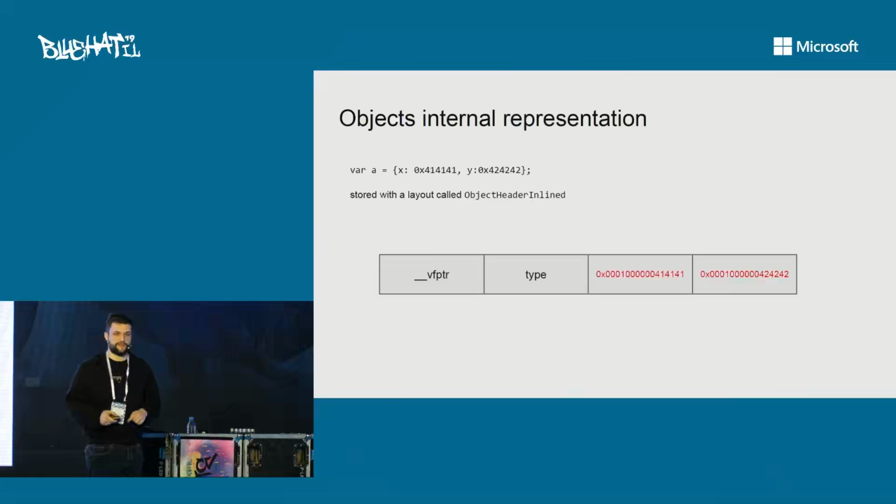We also have another layout that's used throughout Chakra, and it's also a common optimization. Here I declare an object, but I declare the properties directly in it, so it's a scalar object. And here they use a layout that they call object header inline, and basically what that means is they don't use the extra pointer to store the property values, they store them directly inline in the object itself.